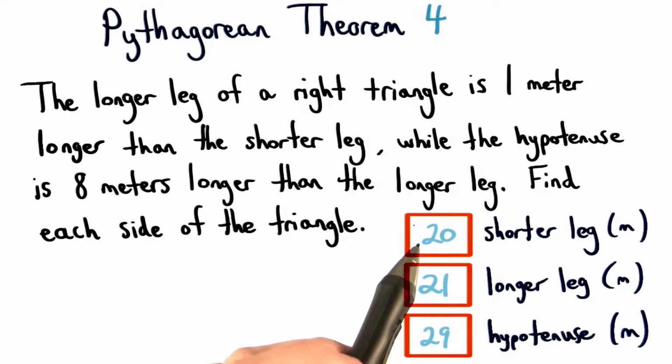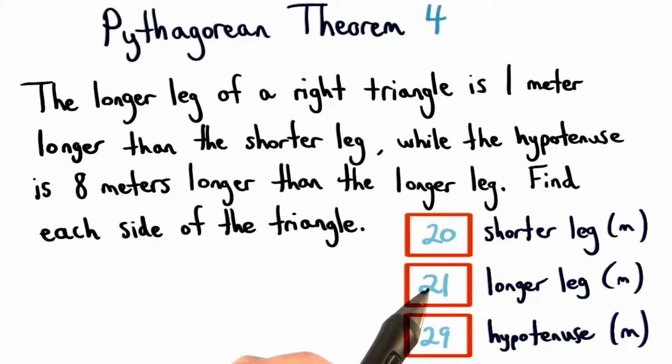The shorter leg is 20 meters long, the longer leg is 21 meters, and the hypotenuse is 29 meters. Great work if you found all three. Now, the setup might have been tough, so if you got stuck there, watch part of the solution and then pause it and see if you can continue solving.